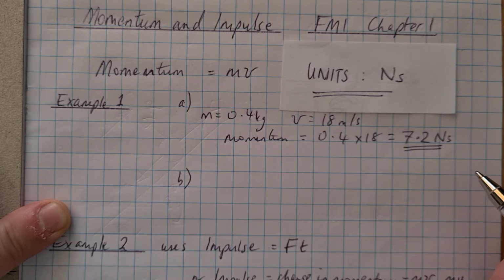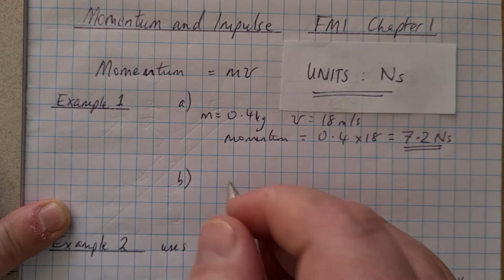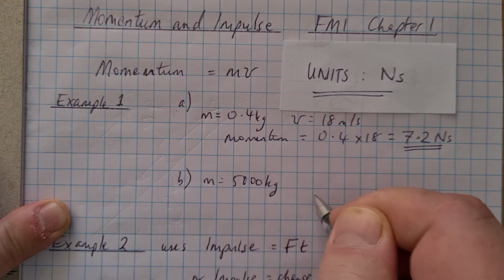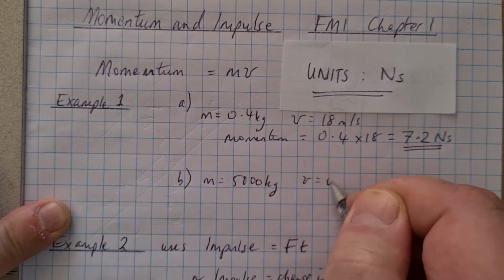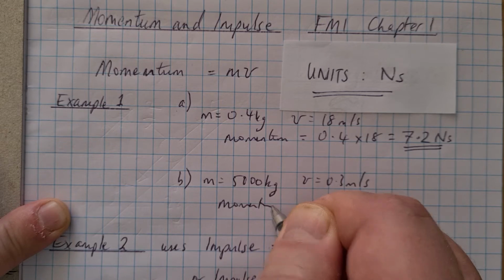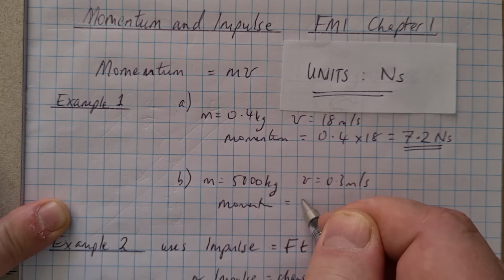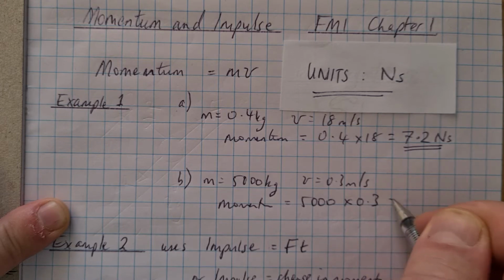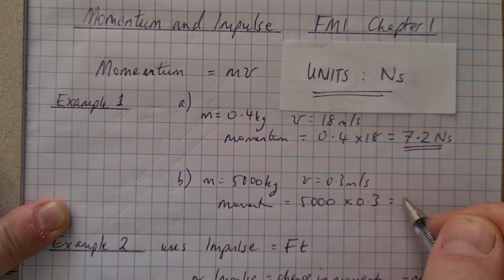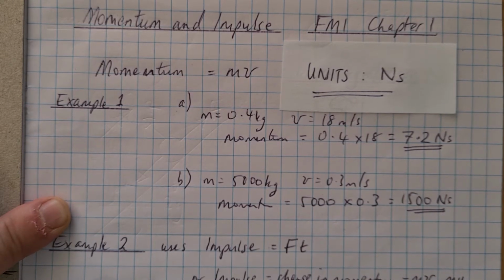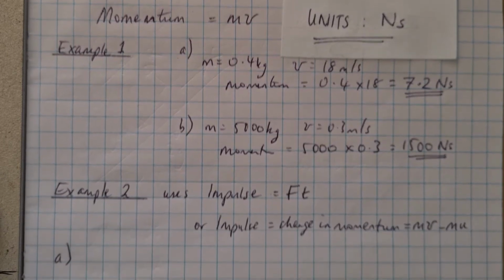In part B, we have a lorry of mass 5 tons. So this time the mass is 5,000 kilograms, and that's moving with a velocity of 0.3 meters per second. So again, the momentum is going to equal the mass, 5,000, multiplied by the velocity, 0.3, which gives us an answer of 1,500 Newton seconds. So some examples that are fairly simple to start with.